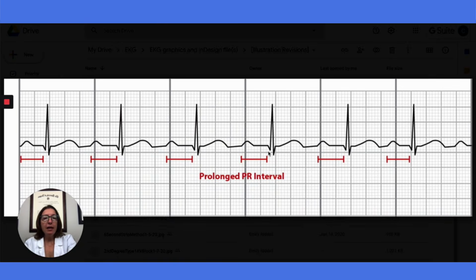So the way that you can remember this, there's a couple different ways. There's a cute poem, which some of you may have seen. So for first degree AV block, it goes, if the R is far from P, then you have first degree. So you can see that our R wave is far from the P wave. We have that prolonged PR interval. So that's one way to remember.